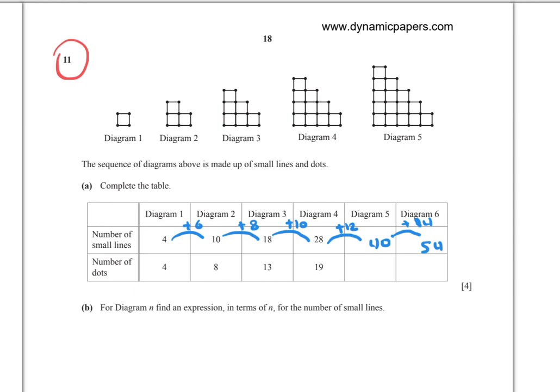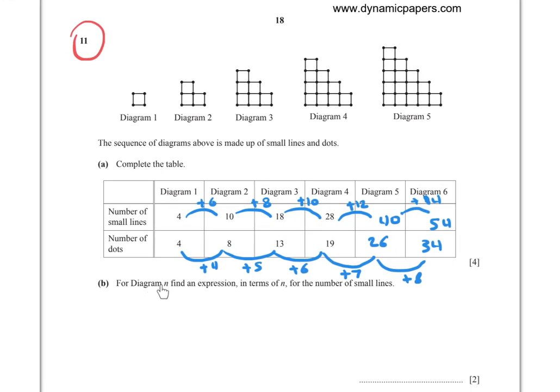So we need to find the number of dots for diagram 5 and diagram 6. So we need to find a rule for this sequence. Now from 4 to 8 we add 4. 8 to 13 add 5. 13 to 19 we add 6. So to find the next one, we have to add 7. 7 plus 19 equals 26. For the last one, we need to add 8. 26 plus 8, so 34.